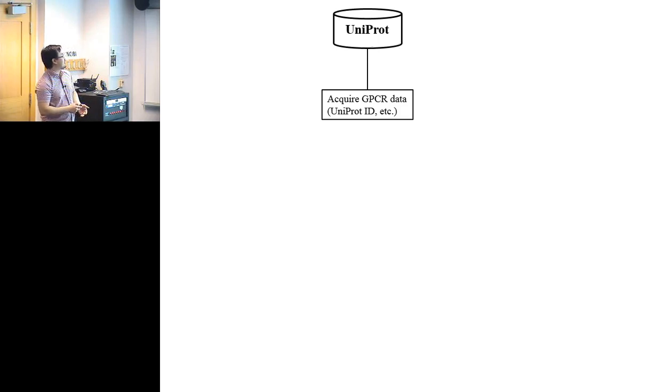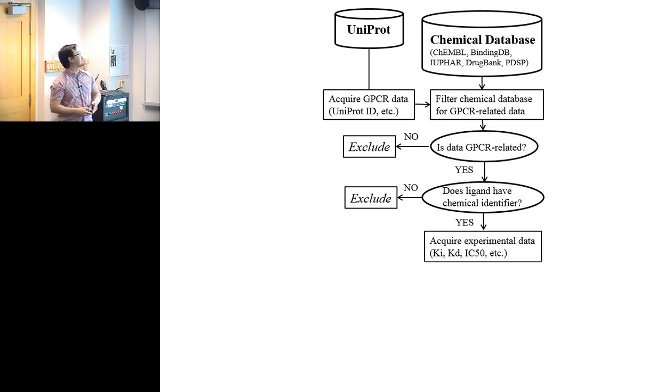So I acquire essentially all the GPCR data for as much as I can from UniProt as a starting point. It's like UniProt IDs, FASTA sequences for the primary structure, gene names, etc. And then the next thing is I use the information, primarily matching up the protein identifiers, UniProt IDs, to the chemical databases, namely ChEMBL, BindingDB, IUPHAR, DrugBank, and PDSP. So these are the primary sources of data that I use for the pharmacological data, right?